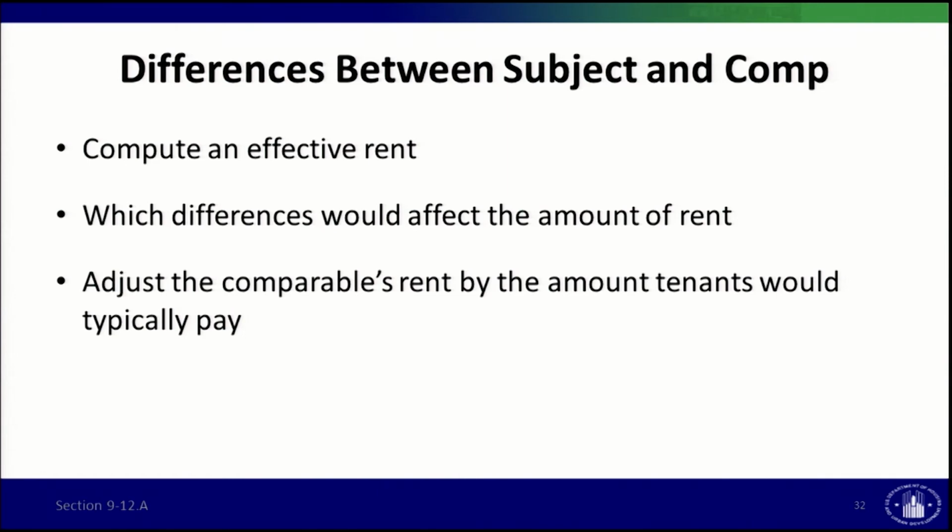In order to compute the adjusted rent, you have to first compute an effective rent. Second, determine which differences would affect the amount of rent a tenant is willing to pay. And last, adjust the comparables' rents by the amount you determine tenants would typically pay. We're now moving on to adjusting inferior and superior comps, and to give calculations, examples, and some explanations for each.